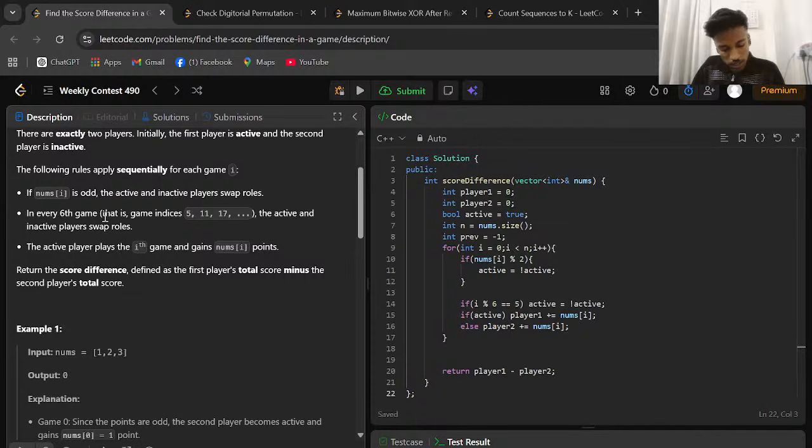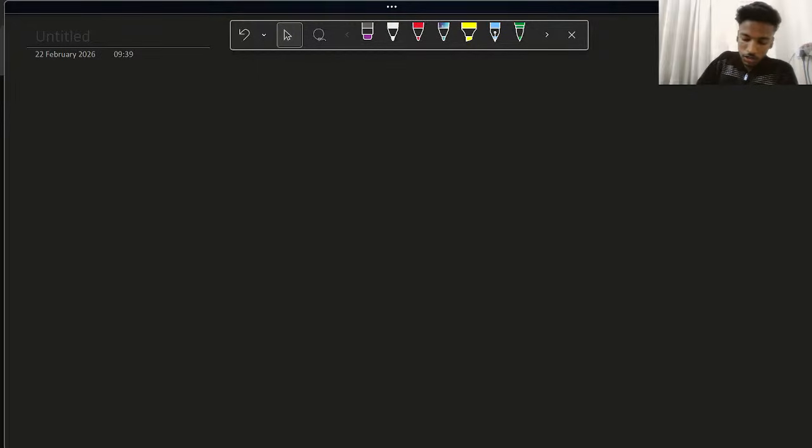In every sixth game, that is, the indices given, the active and inactive players swap roles. The active player plays the ith game and gains nums of i points. You have to return the score difference that is defined as the first player's total score minus the second player's total score. So let me explain the question.